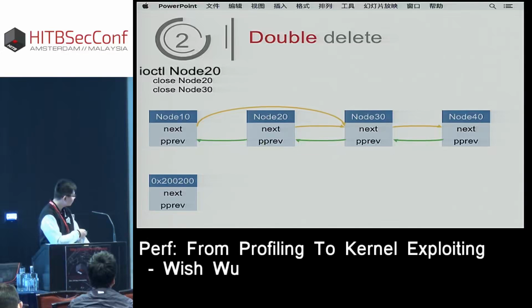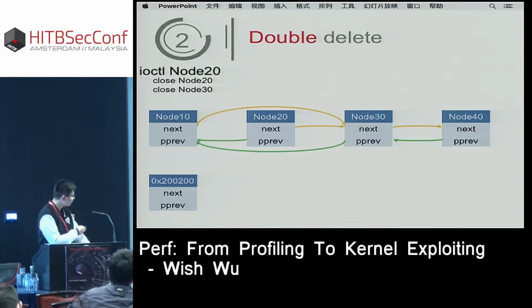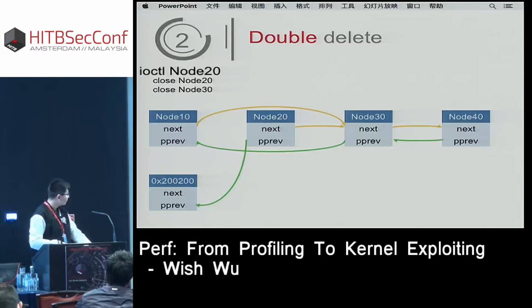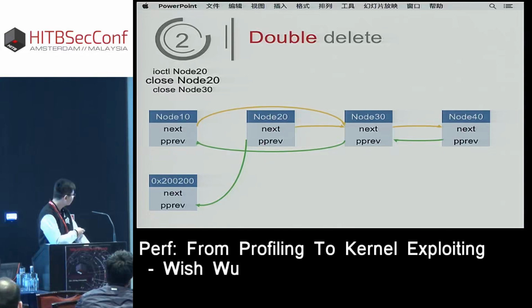Then the program will go along the next pointer to find node 20's next node. The next node now is node 30. It modifies node 30's pprev pointer to node 10. Then it sets node 20's pprev to 200. Once delete is finished, then I close node 20.